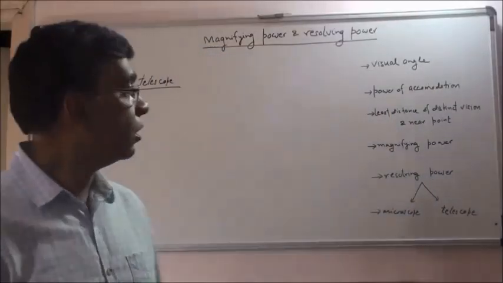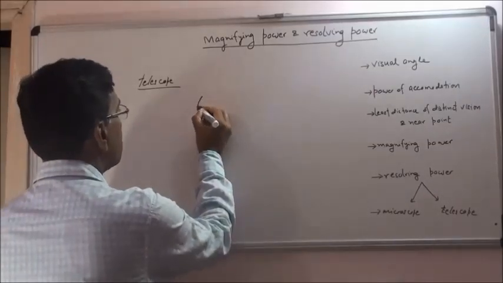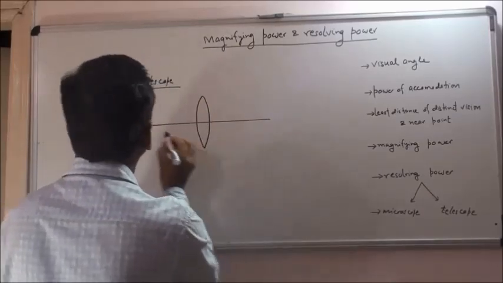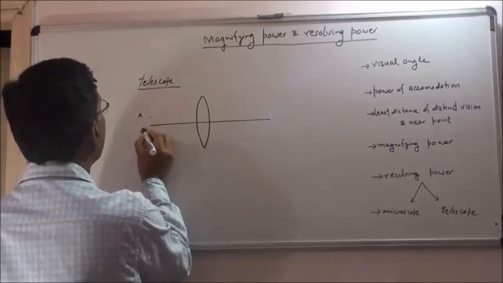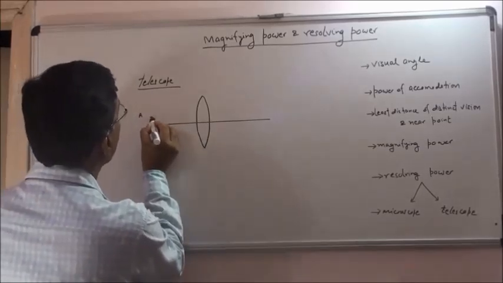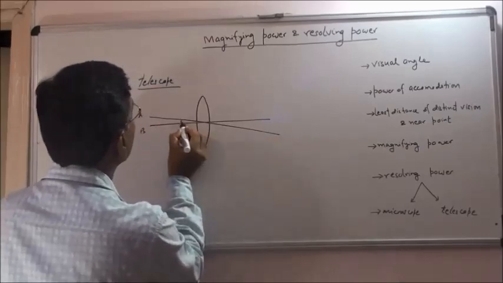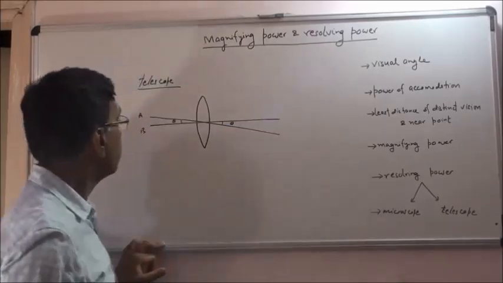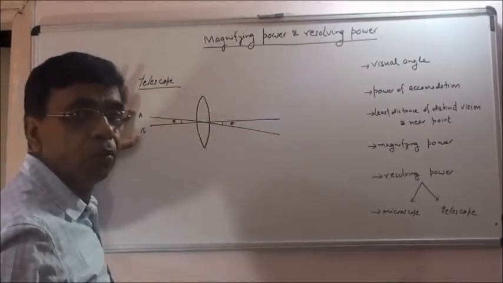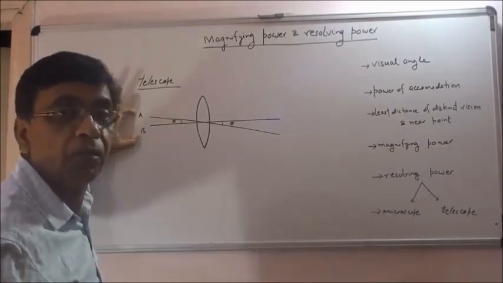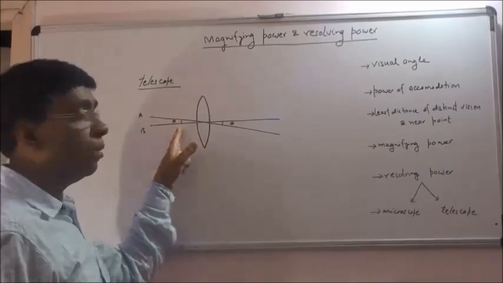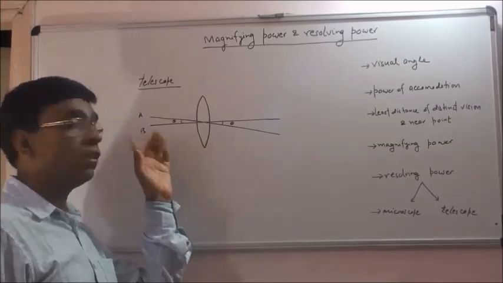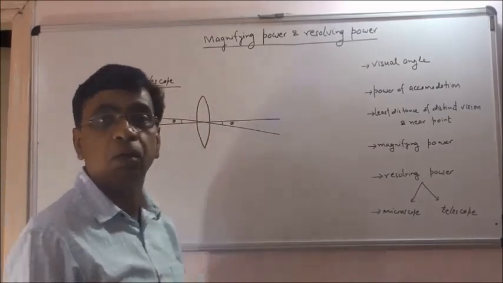For a telescope also, the resolving power is the reciprocal of the limit of resolution. But the limit of resolution is defined slightly differently. Here it is defined in terms of the angle, not distance. Theta is the angle subtended by the two objects. A and B are two objects which are very close. Theta, the minimum angle subtended by the two objects at the objective when they are just resolved. This is called the limit of resolution.